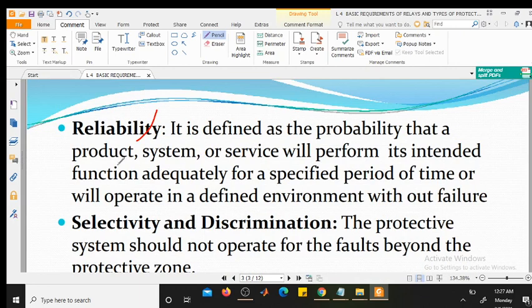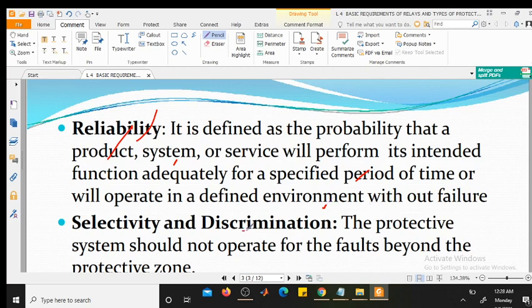Reliability is the probability that the product, device or equipment we are using remains in service without any failure over a specified period of time. Suppose we take a generator and assume its lifespan is 5 years, then it should work without any failure in this period of service. How will this be achieved? Through careful maintenance.